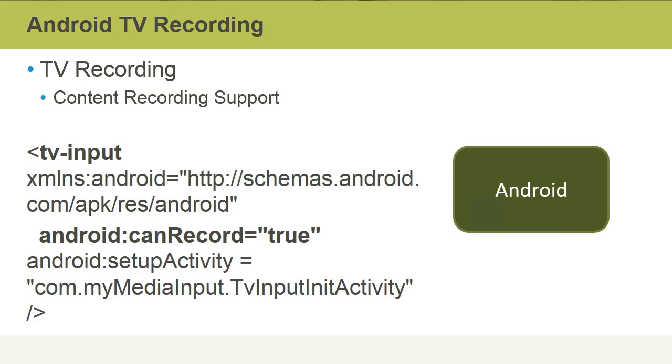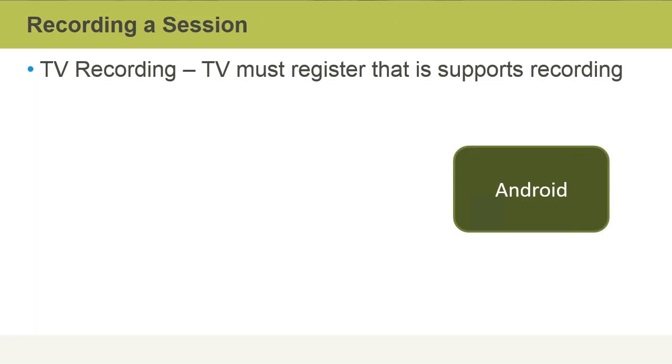for multiple recording sessions. In order to enable recording support, you'll need to include the TV input tag in your service metadata file. The important part of the tag is the can record attribute being set to true, which you can see on your screen highlighted in bold. There is a coding alternative to using the metadata file, but it's much more complex. When doing TV recording, the TV itself must register that it is supporting the recording of the content.